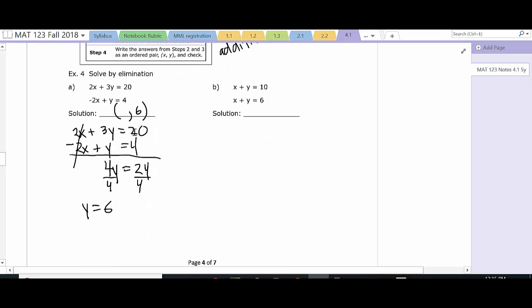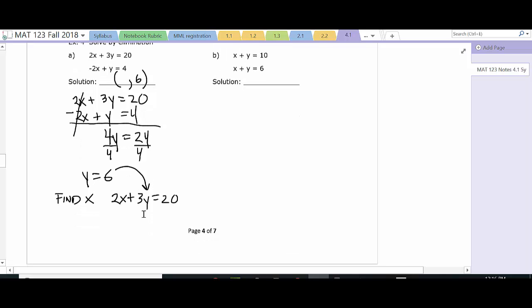Well, what you got to do now is find x. When you find x, you pick either equation. It's totally up to you. Now you know y is 6, so just plug it in. It doesn't matter which equation you pick. I'm going to take the top equation, which is 2x plus 3y equals 20, and then I'm going to plug the 6 in. You can use the other one too.